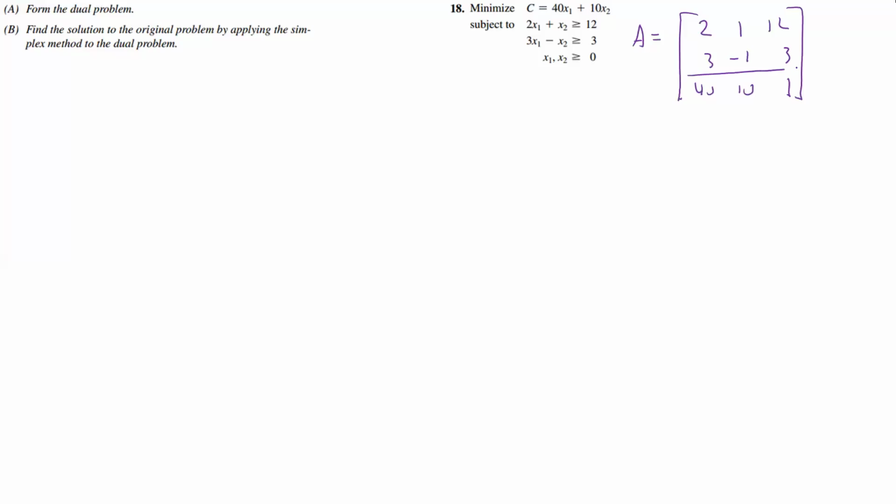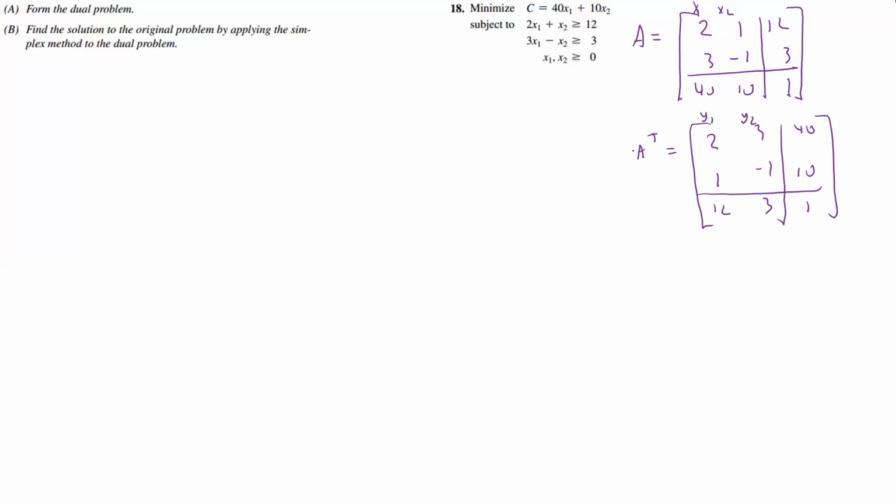And for the sake of doing all this, what does that equal? That's x1, x2. Now we're going to find A transpose. And so now 2, 1, 12, 3, minus 1, 3, and 40, 10, 1. So we just kind of rewrote each row as a column. And this is now y1, y2, at which point we can write our dual problem.